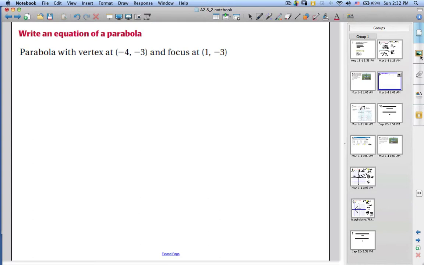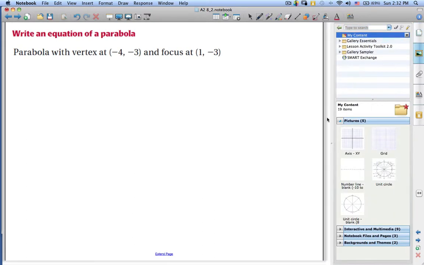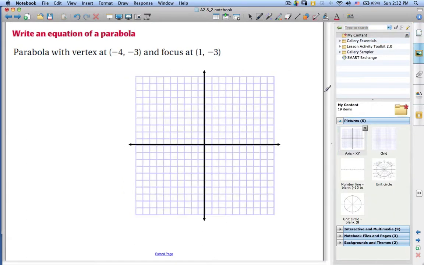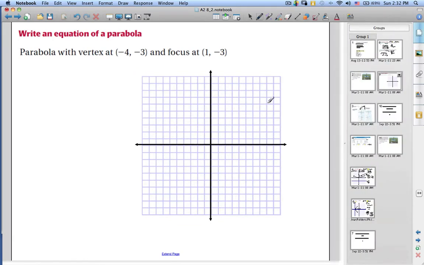And for this, I'm going to go ahead and bring out a graph to make it a little easier to measure distance. Okay, so I have a vertex at negative 4, 3. 1, 2, 3, 4, 1, 2, 3. There's my vertex. And my focus is at 1, negative 3. 1, 2, 3. Okay, so this is my vertex and this is my focus. Okay, so we moved to the right. That means that this is horizontally oriented.